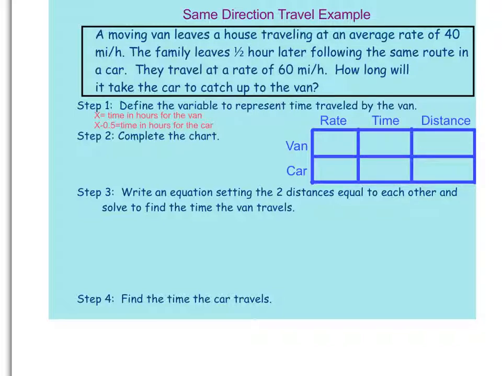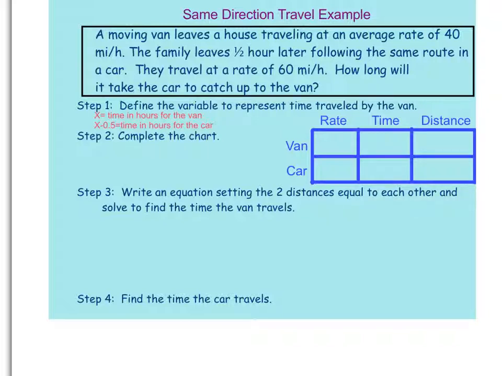So we have a moving van, which leaves the house traveling at an average rate of 40 miles per hour, and then the family leaves half an hour later following the same route in a car. They travel 60 miles per hour. How long will it take the car to catch up to the van?